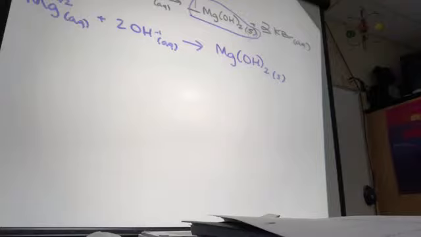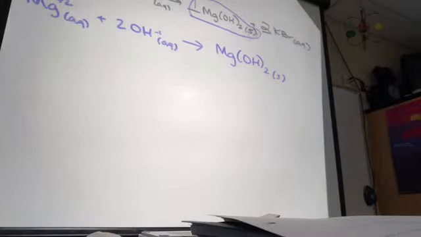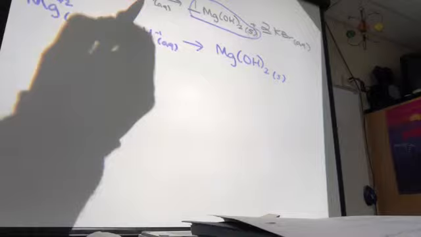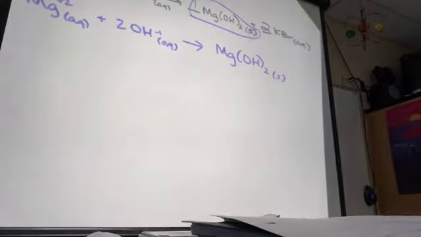Okay. So far, so good, right? Why are there 2 OHs? Because there's a 2 in front of it here. There's 2 times the hydroxide. There's 2. Does that make sense? Yeah. Okay. I want to show you one other one.